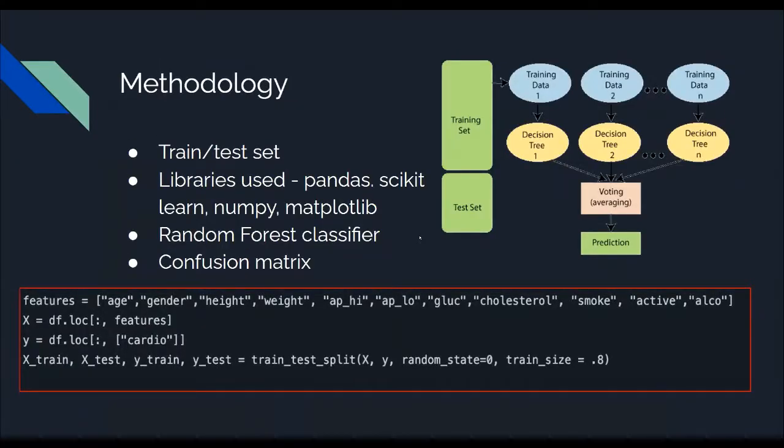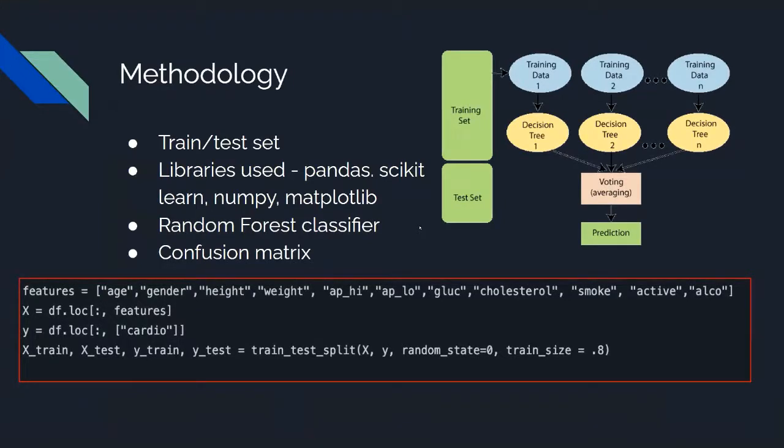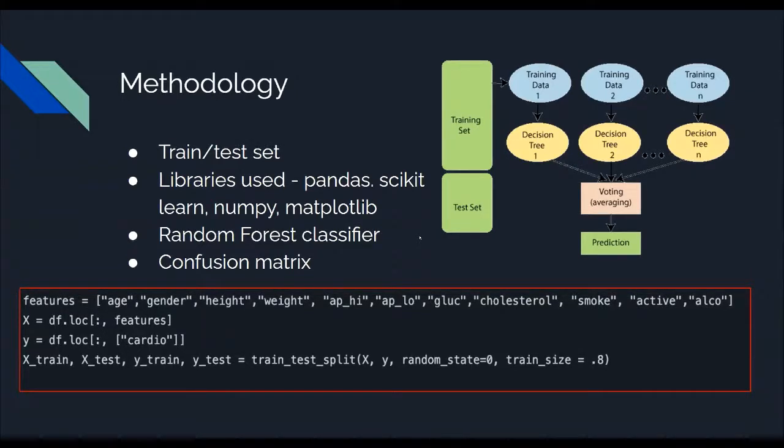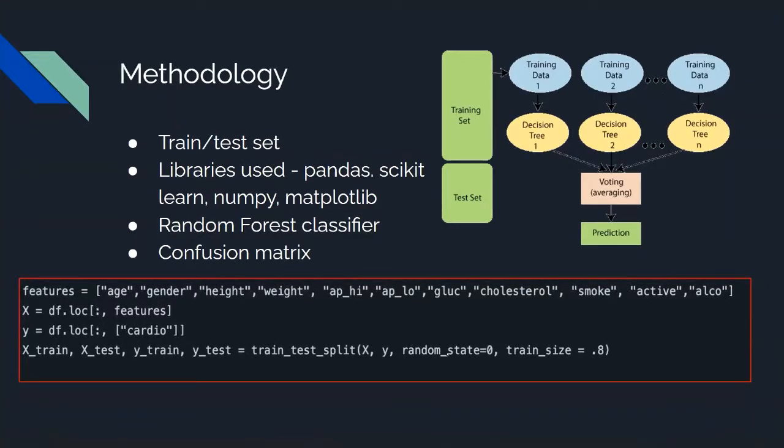Okay, so how did we build the model? We used a random forest classifier as our model. The first step we did was split our data into a training set and a test set. We used the training set to train the model, and then we used the test set to test the model. The training set needs to be large enough and representative of the whole data in order to get accurate results. So we put 80% of our data into the training set to train it.